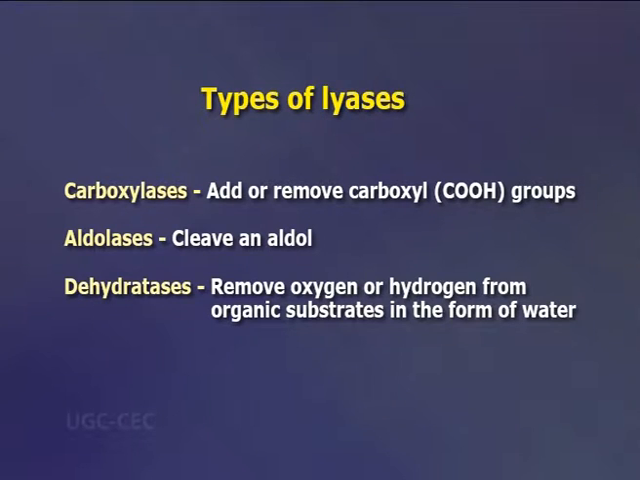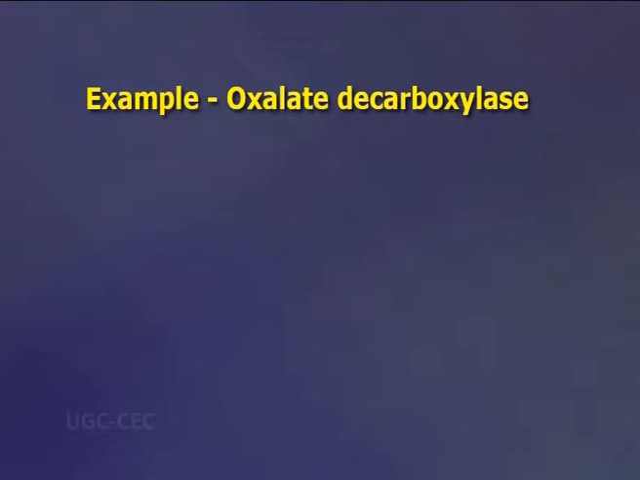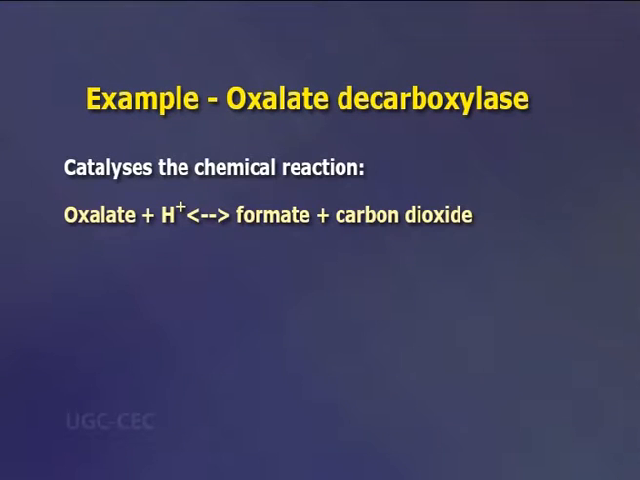Dehydratases remove oxygen or hydrogen from organic substrates in the form of water. Example: oxalate decarboxylase catalyzes the chemical reaction oxalate plus H+ gives rise to formate plus carbon dioxide. This is an example of a decarboxylase, an enzyme that cleaves carbon-carbon bonds. It is involved in glyoxylate and dicarboxylate metabolism.